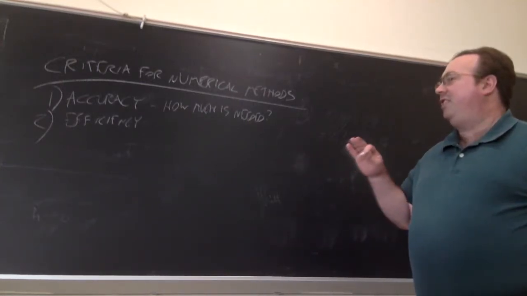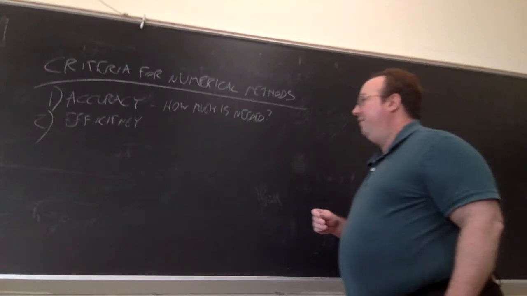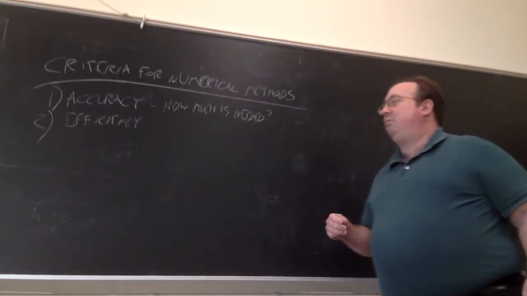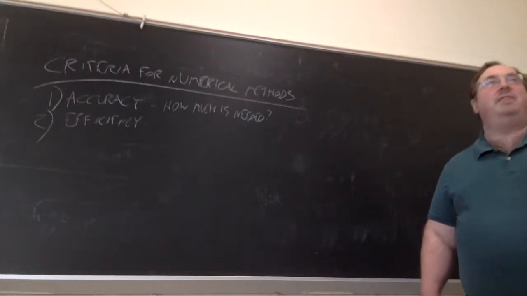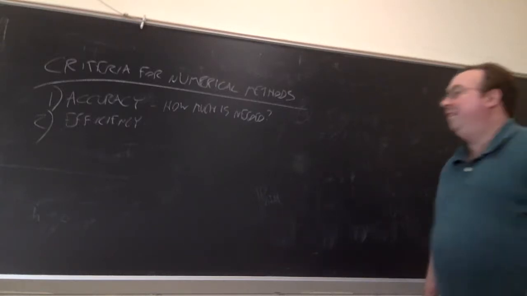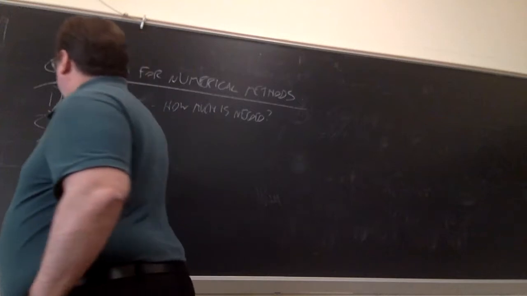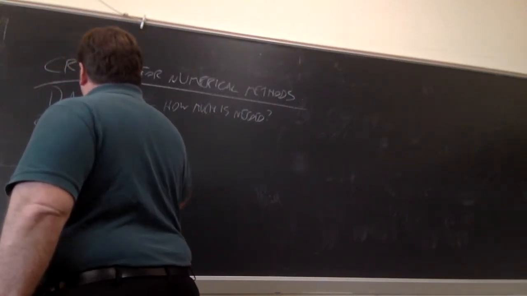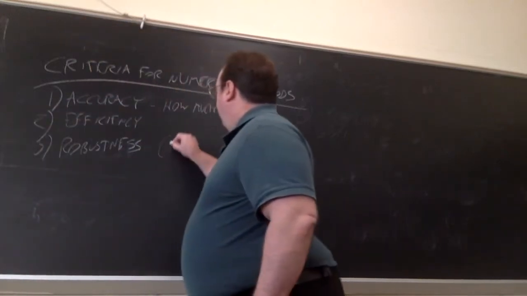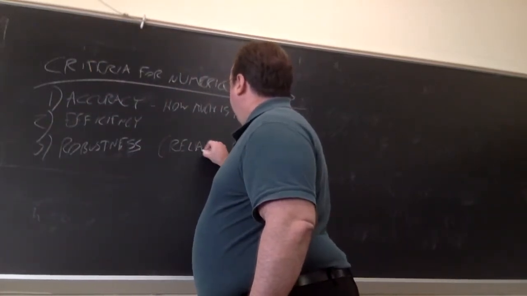Because the problem is so large scale, we have to do what we can. We'll cover methods that will be literally twice as fast as the first method that comes to mind. Well, that matters. And then the third criteria is robustness, or I like to refer to it as reliability.